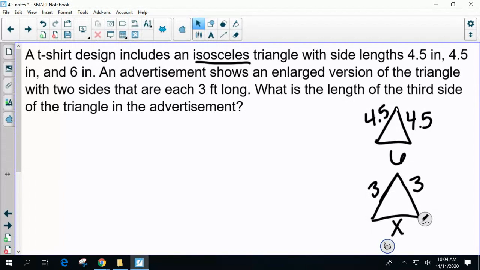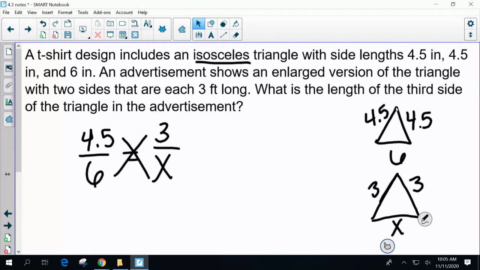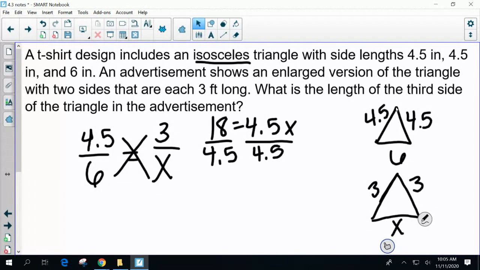So again, what side do I have to use? 6 and X, right? I have to use 6 and I have to use X. I put 4.5 above the 6 and 3 above the X, and I cross multiply and divide. So I get 18 equals 4.5x. Divide by 4.5, and I get 4 equals x. So that would be 4 feet equals x.